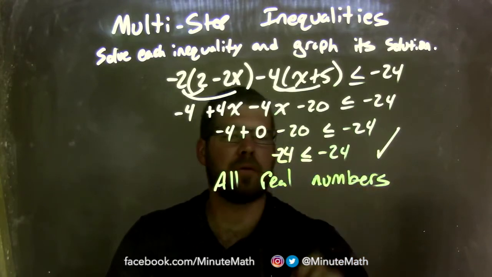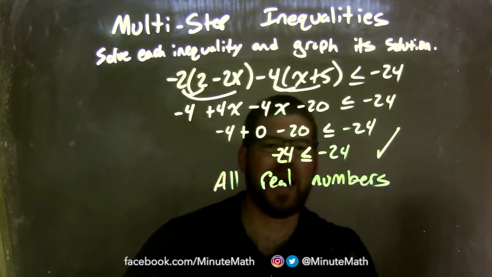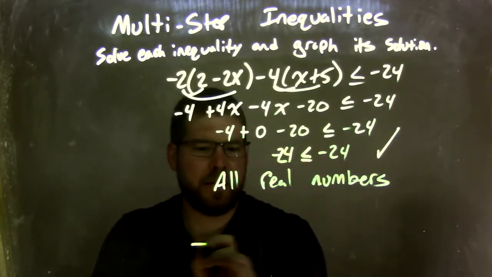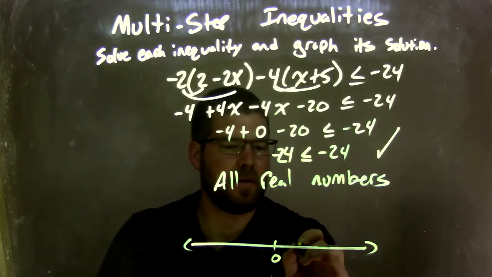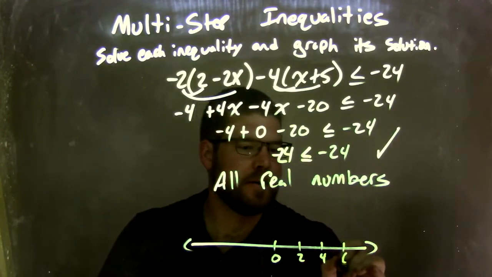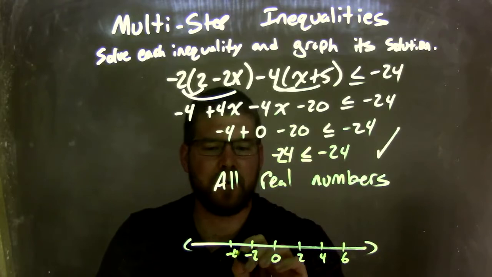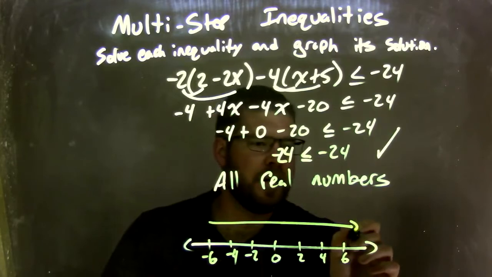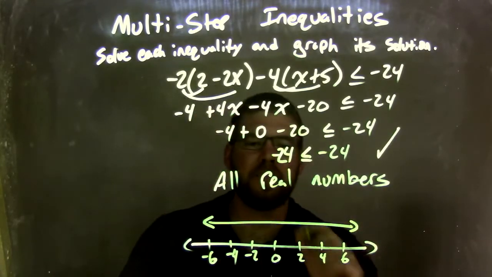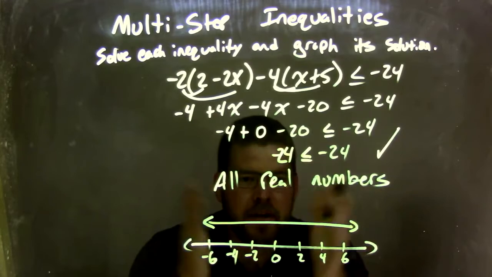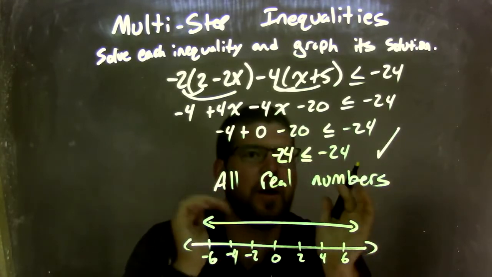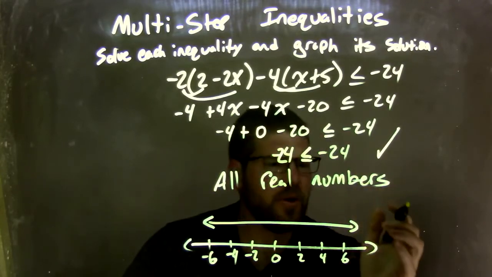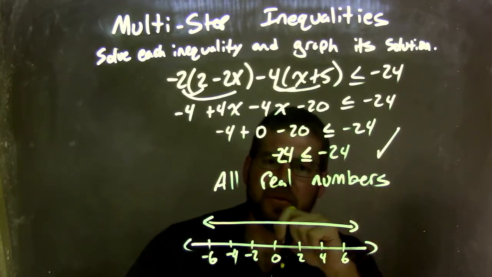All real numbers, okay? Meaning that any number that we plug in for x here, any real number, will make this a true statement. So all real numbers work. So how do we graph that? So I have my number line here. 0, 1, or 2, 4, 6, -2, -4, -6. Well, how I graph this is actually, I just draw a line and an arrow on both sides showing that all real numbers, any real number that could possibly exist, would work for this inequality, making it true. Okay? So our graph matches our final answer of all real numbers.